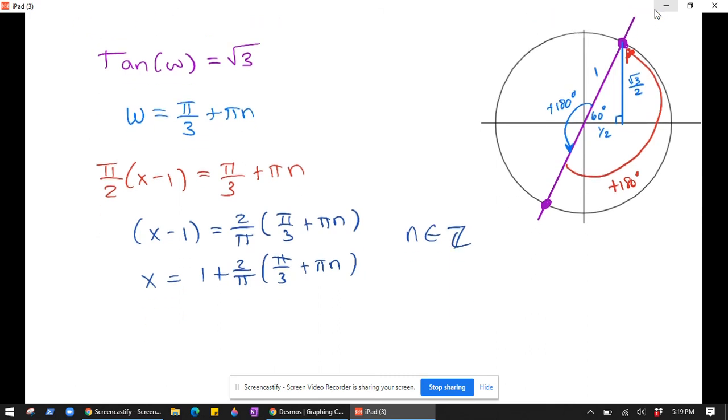I'll just finish up by checking the graph as well. Okay, so we simplify by distributing, and 2 over pi times pi over 3 is just 2/3. And 2 over pi times pi n is 2n. So I just get plus a 2n. Now, of course, the 1 and the 2/3 can add up to be 5/3. So my final answer would be 5/3 plus 2n. Oops, this isn't a pi, that's an n. 5/3 plus 2n, where n is an integer.